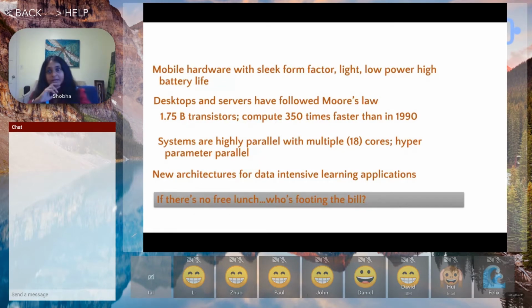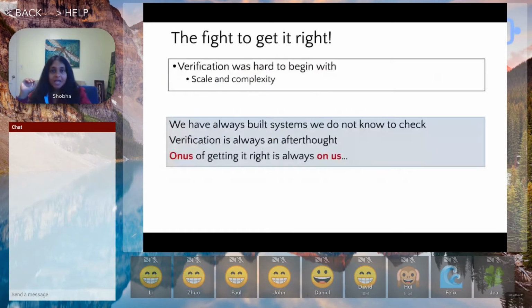We know that, right? So if there is no free lunch, then who's footing the bill for all of this? And I am going to argue that the people who are footing the bill are the ones with the job of verifying this hardware. So verification has always been very hard to begin with, because it is a very hard problem to scale because of the scale and the complexity of that problem. We have always built systems that we do not know how to check.